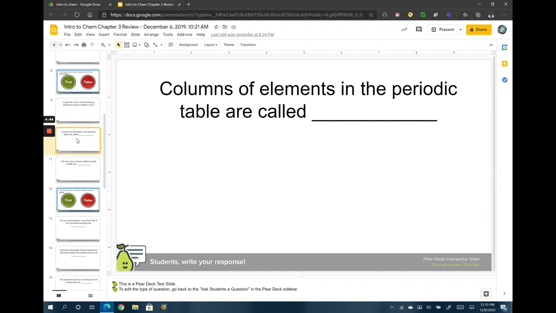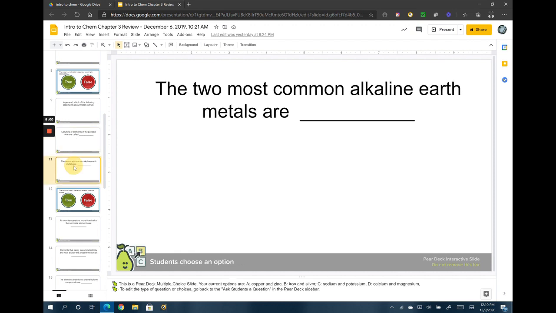Columns of elements in the periodic table are called either group or family. Remember, periods are the ones that go from side to side. The rows are periods. The columns are groups or families.